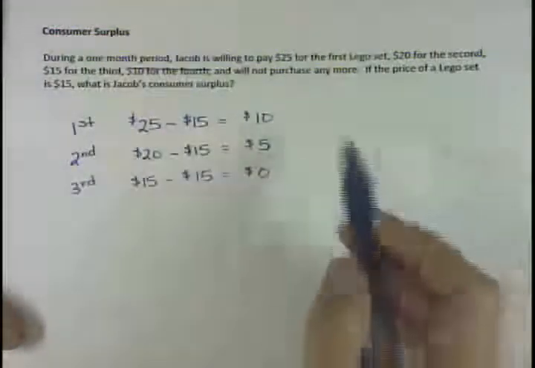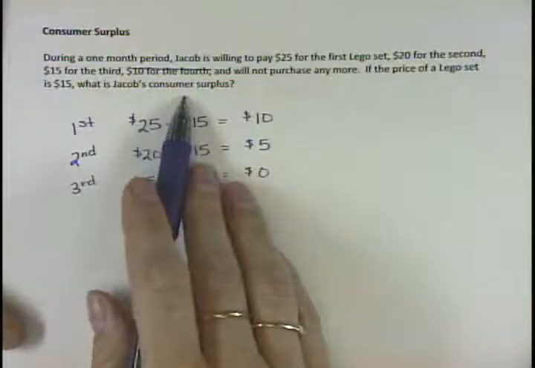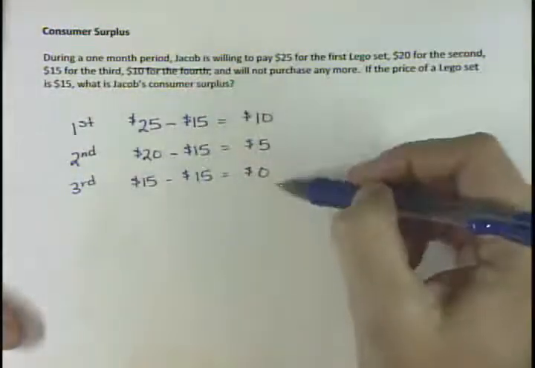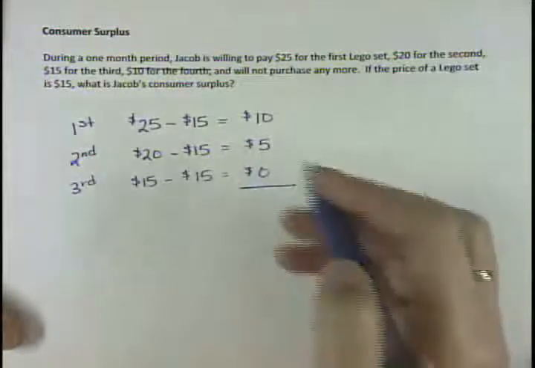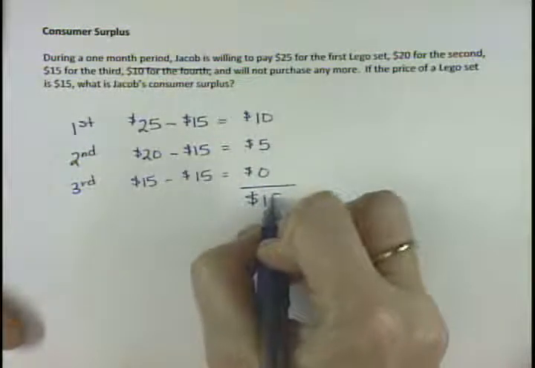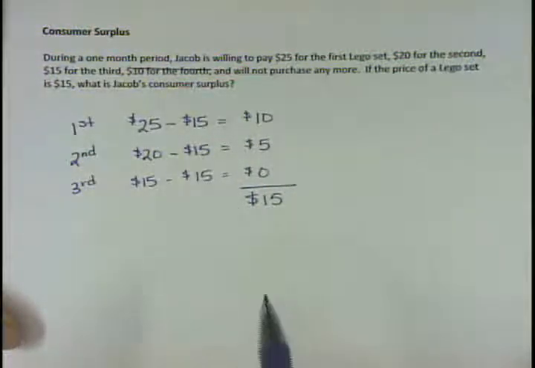So if we want to figure out what Jacob's consumer surplus is, all we're going to do is sum these that we've already calculated. So 10 plus 5 plus 0 is $15. So Jacob will have $15 worth of consumer surplus.